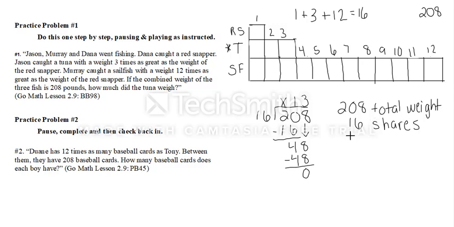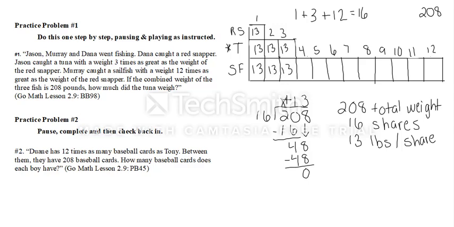And then the 13 now then is the pounds. And it's the pounds not of one fish, it's the pounds per share. So thinking about that again, that means each share is going to have 13 pounds. So 13 there, 13 here, and it's going to have that 3 times. And then 13 here, and I can keep going for 12 times.